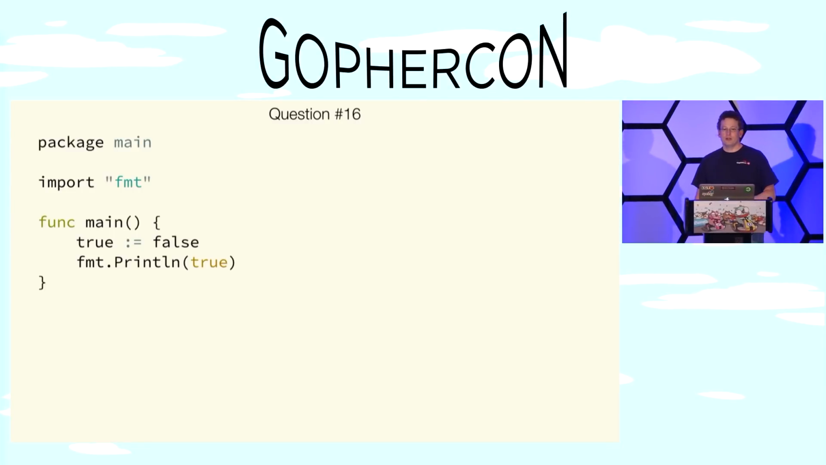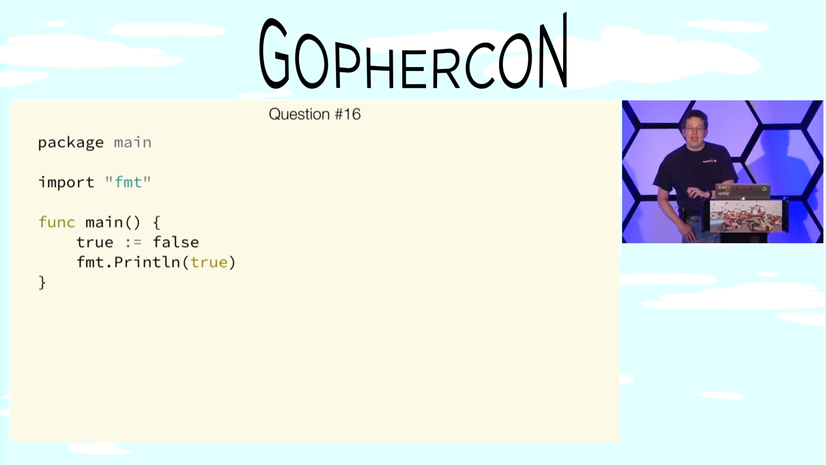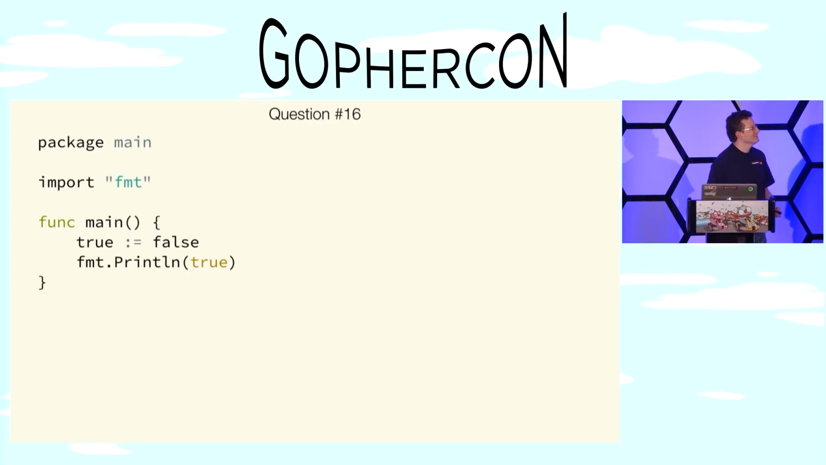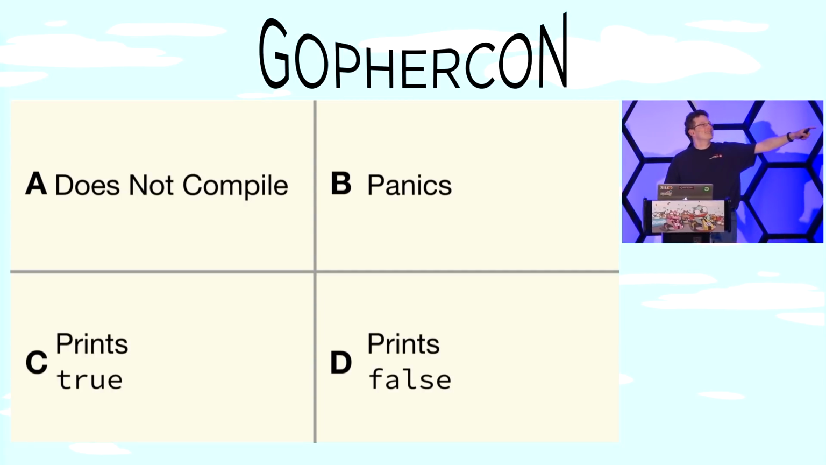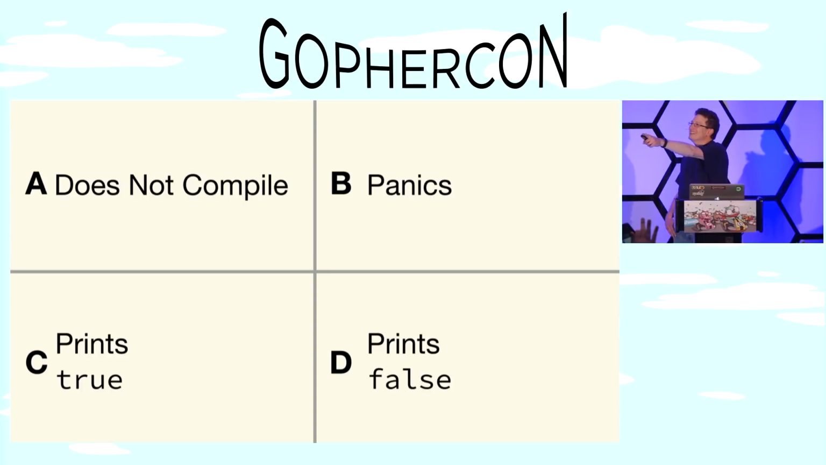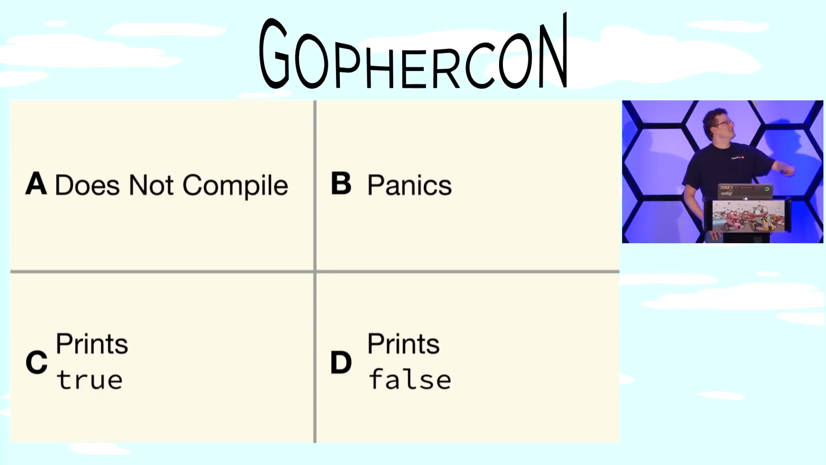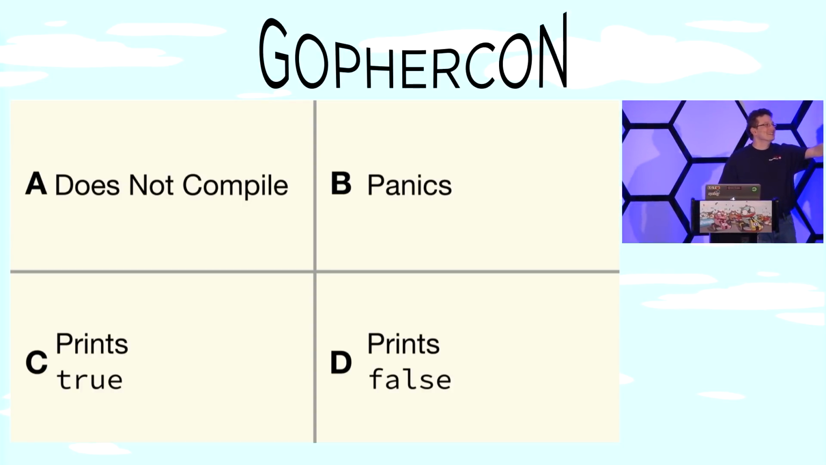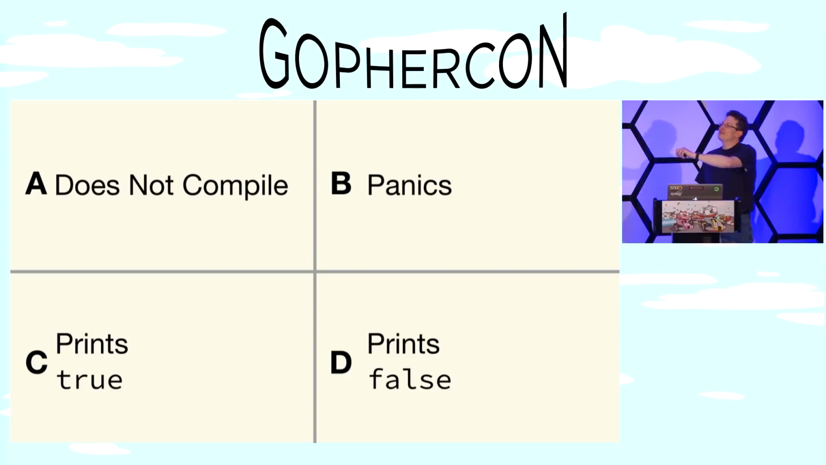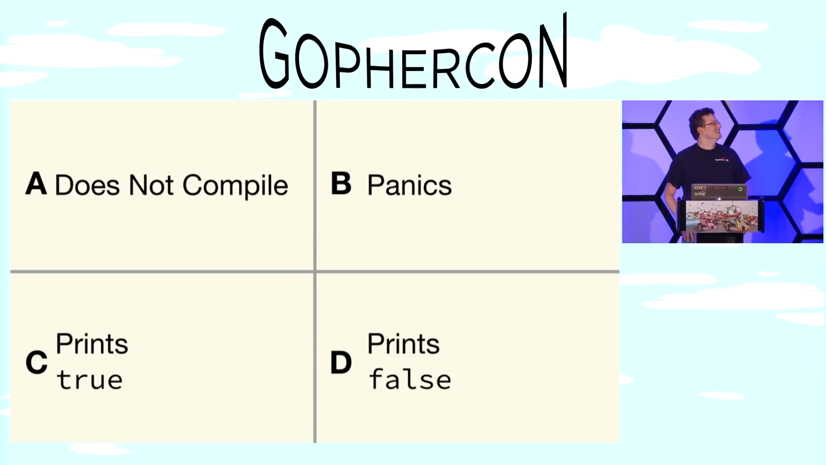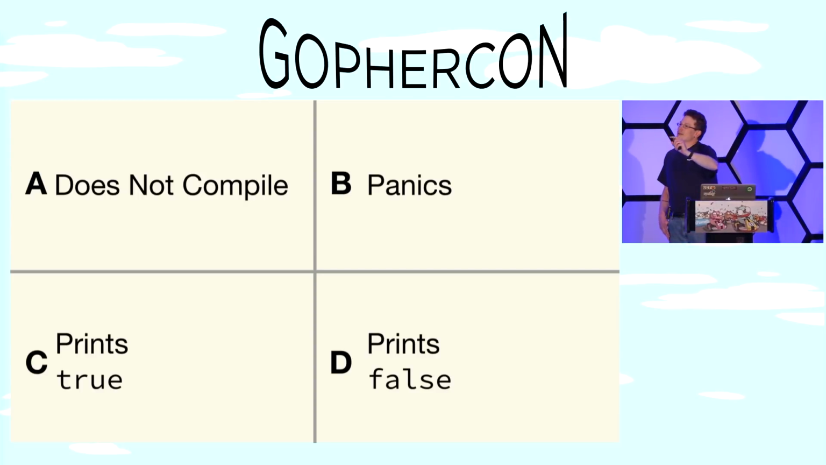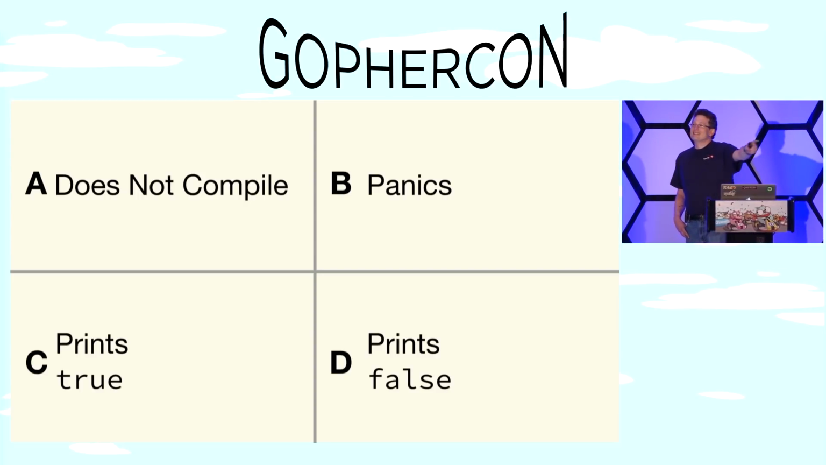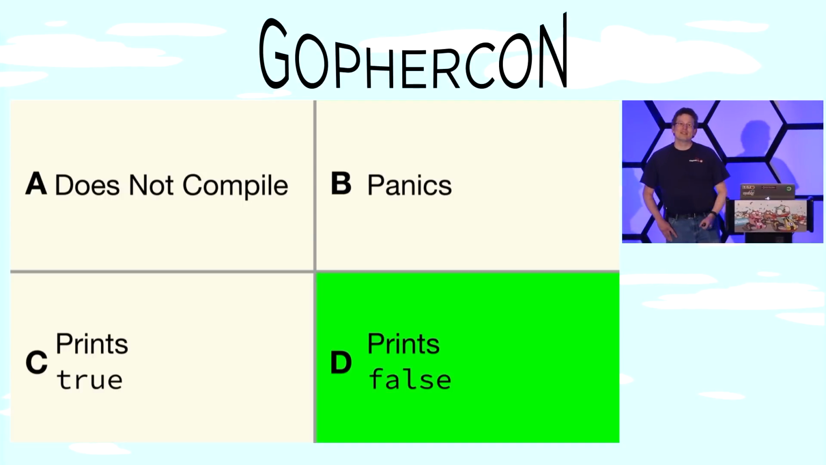What does this code do? So yes, we are assigning true the value of false, and then we are printing it out. Does this A, not compile? Oh, please, let this not compile. Does this B, panic? Who thinks this code is going to panic? Yeah. C, who thinks it prints out true? You've got to vote for true. All right, brave soul. All right, D, who thinks it prints out false? Oh yeah, D, this prints out false.